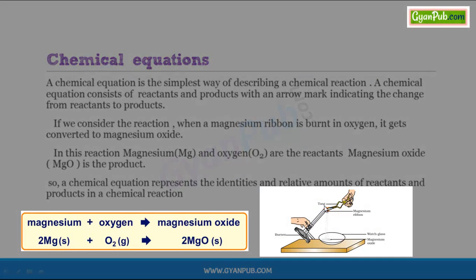Here we observe a diagram of heating magnesium ribbon, which gets powdered to magnesium oxide, and the powder is collected in a watch glass. Here magnesium is combining with oxygen and giving magnesium oxide. So these reactants react with each other and give products, which is explained in a chemical equation.